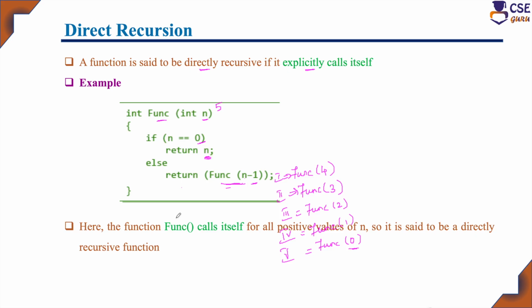As the result it will return. So here, explicitly in each recursive call, the function calls itself. This is the user-defined function. The function calls itself. For all the positive values of n here, it will call directly. The recursive function will call directly here. So this is called direct recursion.